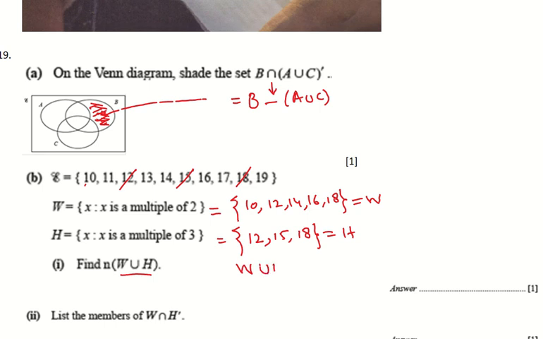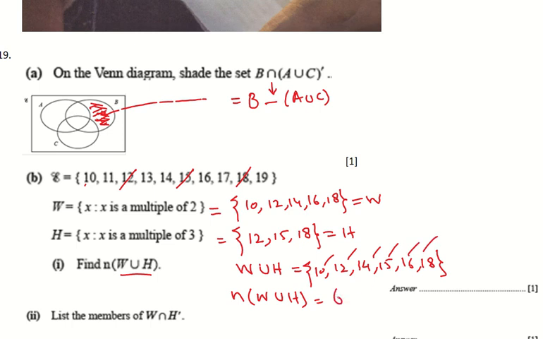W union H, we will combine both sets. 10, 12, 12 is common, select one time. 14, 15, 16 and 18. And the number of W union H, there are 1, 2, 3, 4, 5, 6. So there are 6 elements in W union H, and this shows the number of elements.